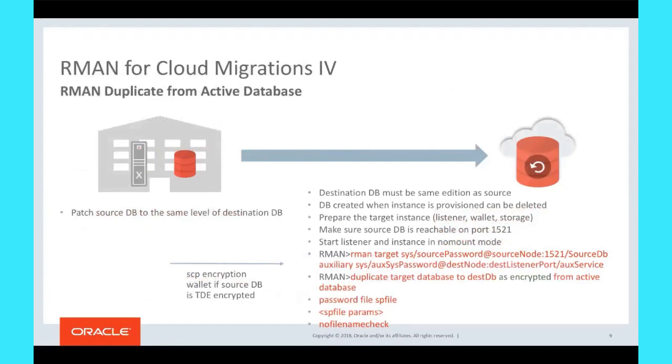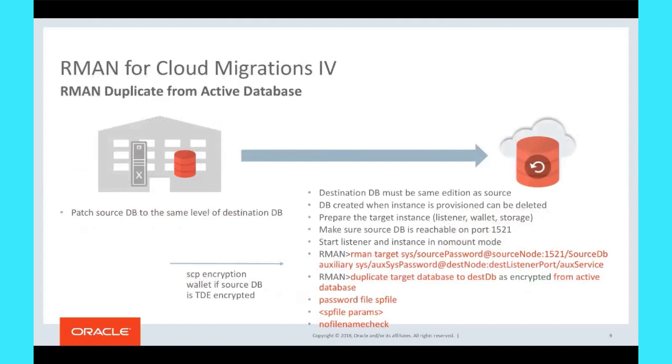What you're going to do is prepare your target instance, create the listener, the wallet, configure the storage, and everything in the cloud database must be configured in the same way as you have on the source side. You have to make sure that your source database is reachable on port 1521 or whatever port you're using for SQLnet, because you need to connect directly from RMAN running on the target side to your source database.